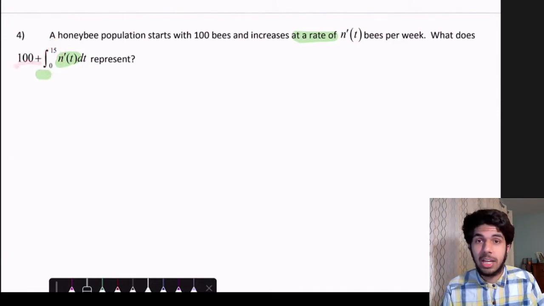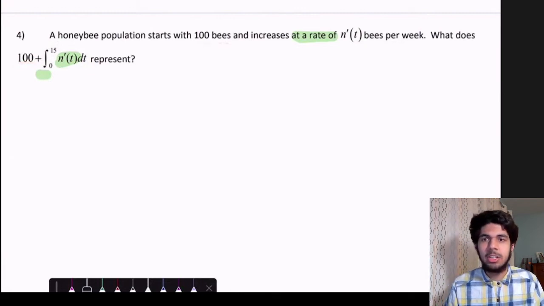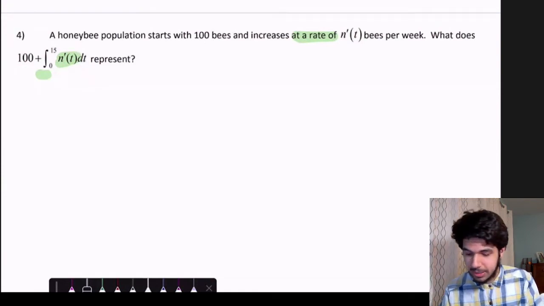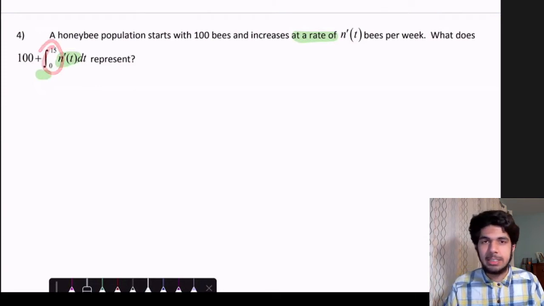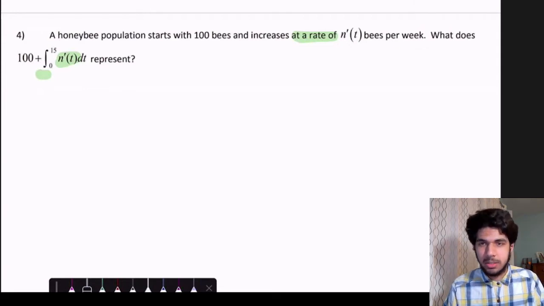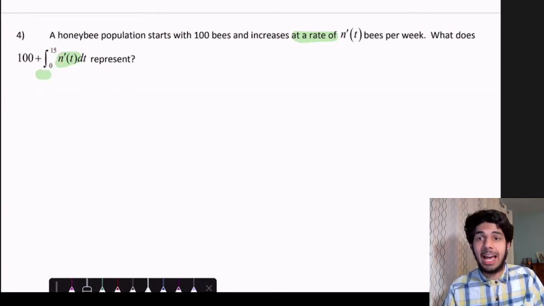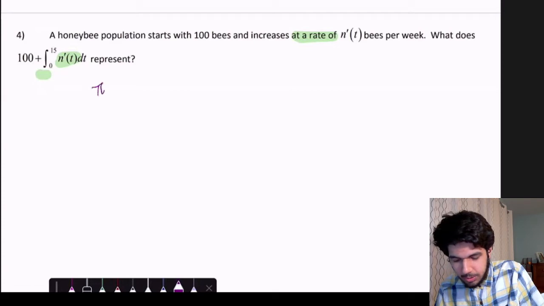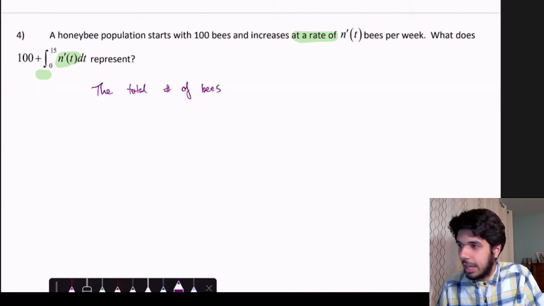And sure enough, we see 100 out front, which is where the population starts at. So perhaps we can start to formulate that this would represent the population of bees at time t. And, well, not at time t, because the limits are from 0 to 15. So, well, what is t given in? It's per week. So this would be the amount of bees added to the population in 15 weeks. So in all, it represents the total number of bees after 15 weeks.